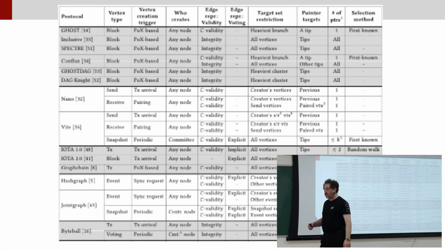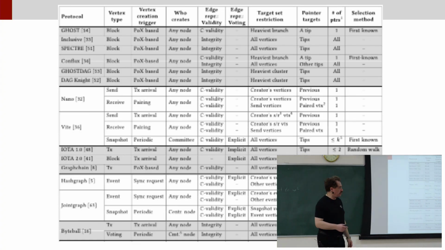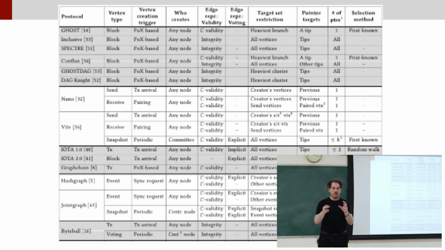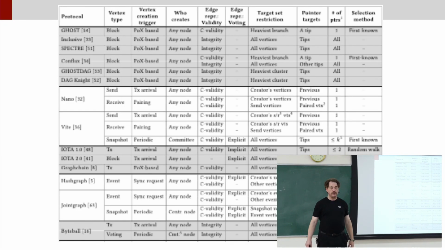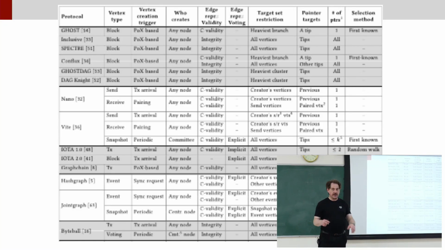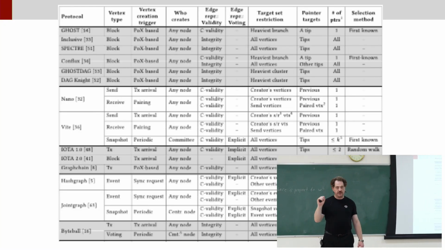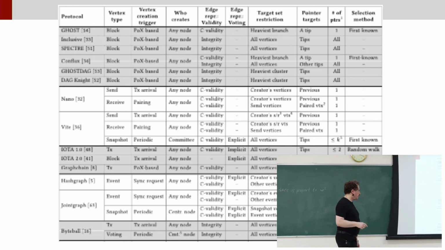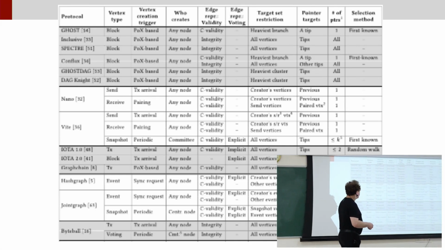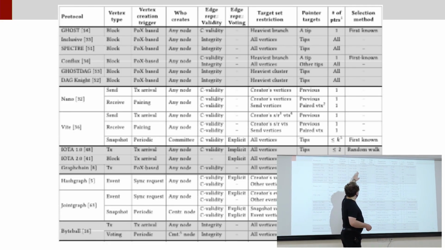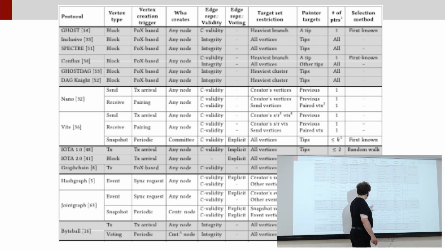Any node means that any node can create a vertex without any coordination with other nodes. A committee means that committee is selected and committee members need to coordinate creation of vertices with each other. And the committee node means that there is a committee, but any member of the committee can autonomously create a vertex without coordinating with other members of the committee. And then you can see that the edge has some validity semantics and some voting semantics, right?